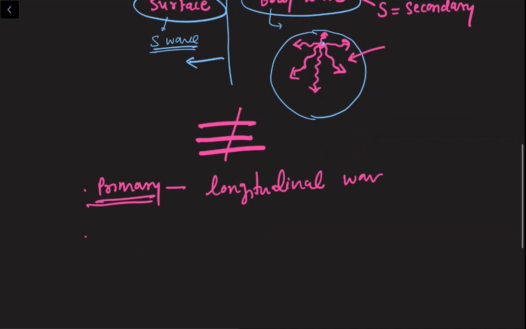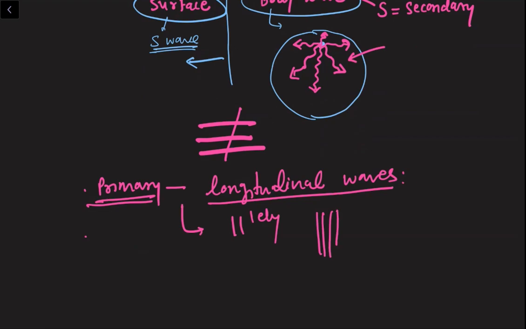Longitudinal waves. P waves are also called longitudinal waves. Now, how do they vibrate? They vibrate parallelly, like this. They are like sound waves. You know, sound waves vibrate parallelly. These are longitudinal waves.